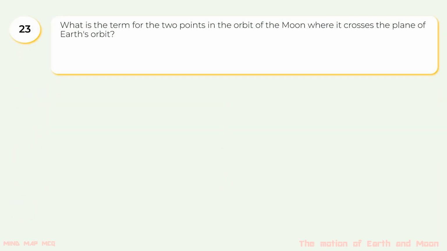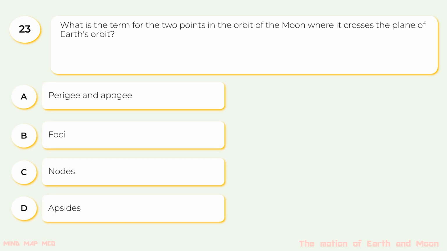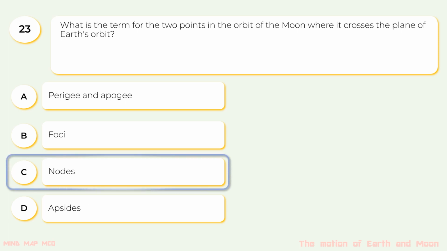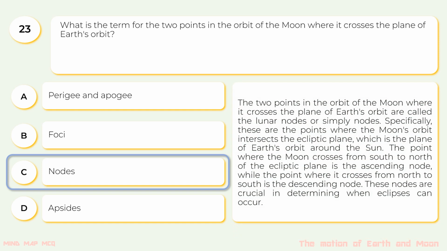23. What is the term for the two points in the orbit of the moon where it crosses the plane of the Earth's orbit? Options are A. Perigean apogee, B. Foci, C. Nodes, and D. Apsides. The correct option is C. Nodes. The two points in the orbit of the moon where it crosses the plane of the Earth's orbit are called the lunar nodes or simply nodes.